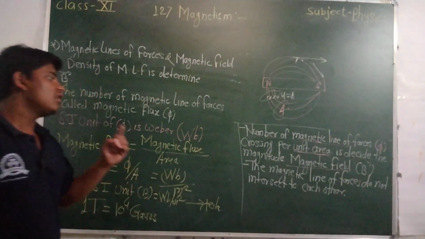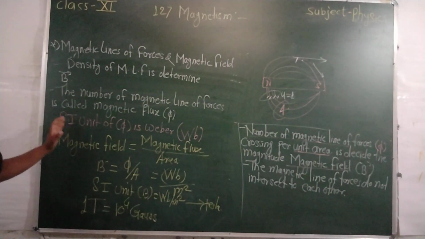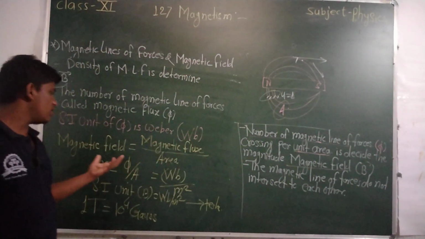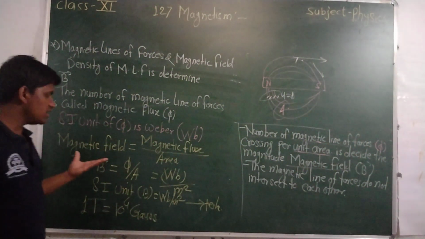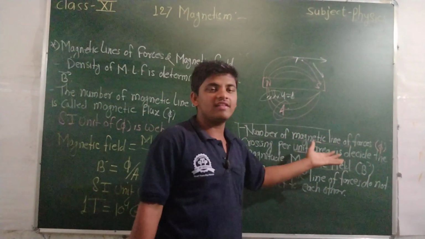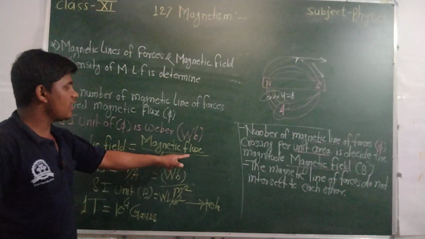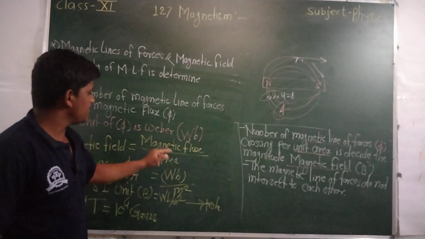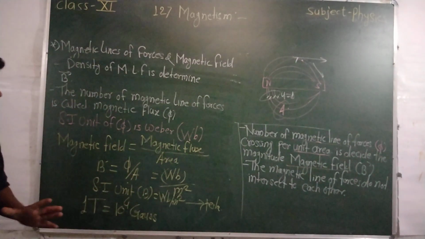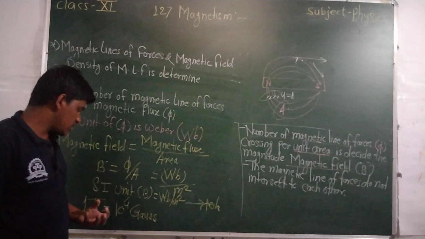The SI unit of magnetic flux is the Weber. Then we found the magnetic field. Magnetic field is the magnetic flux per unit area, that is, the number of magnetic lines of force per unit area. The unit is Weber per meter square.